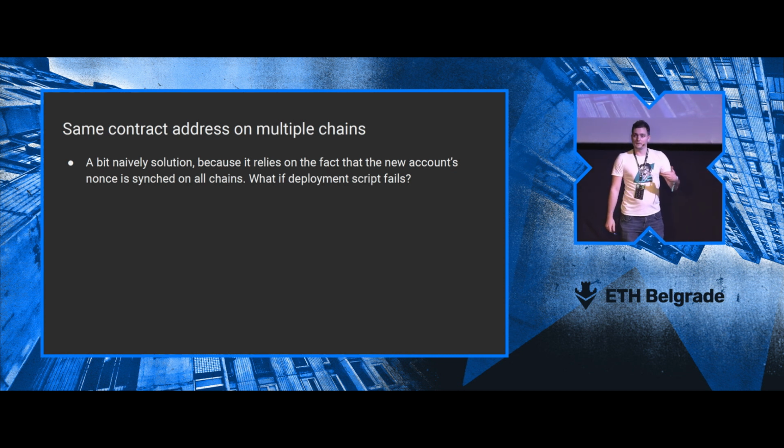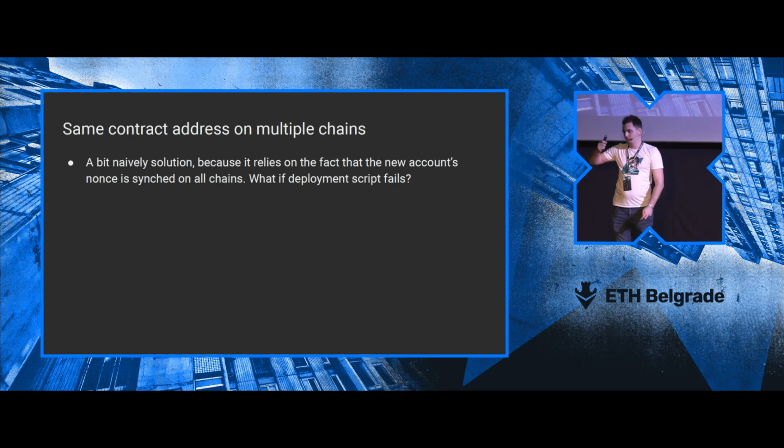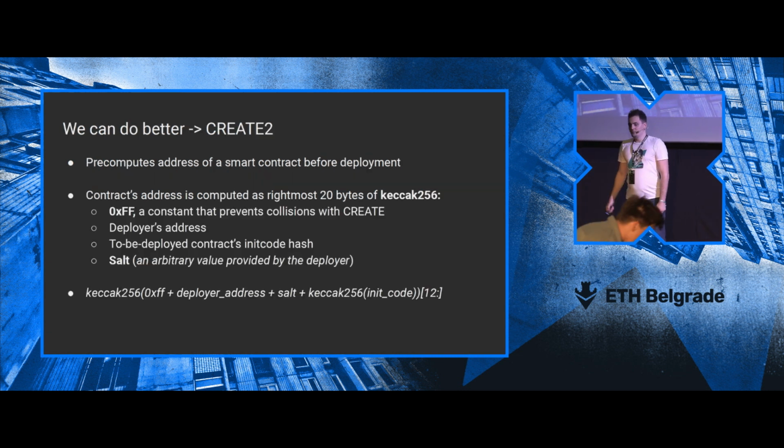Then we'll have a failed transaction, but the nonce will increase, right? Because our nonces are now not in sync, the address on the next chain will not be the same as the contract address on all previous chains, which we don't want. So obviously we can do better.